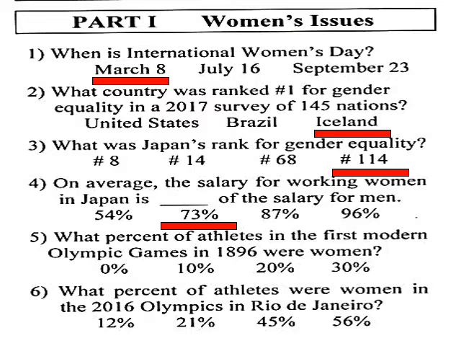Sports. What percent of athletes in the first modern Olympic Games in 1896 were women? Answer 0. What about for the 2016 Olympics in Rio? Actually, 45%, almost half. Here, questions and answers, students thinking about women's issues.